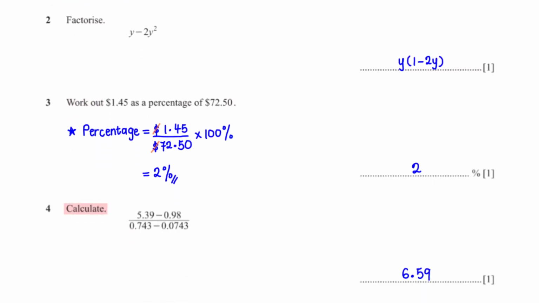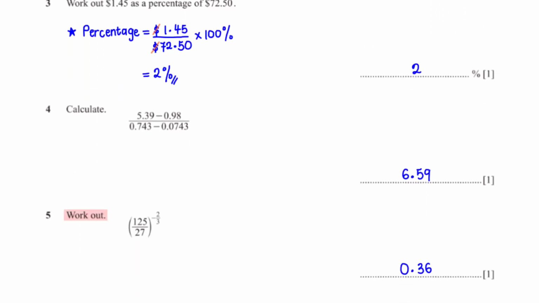Calculate 5.39 minus 0.98 divided by 0.743 minus 0.0743. When we type this into the calculator, we get 6.59 rounded to 3 significant figures.